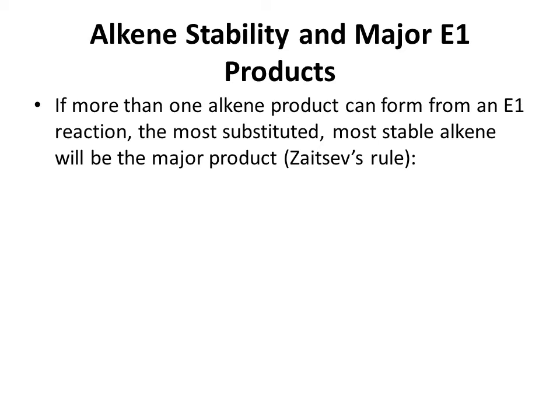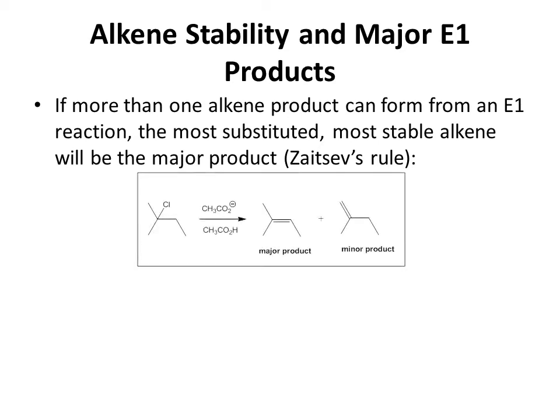So if you look at the example below, we have a tertiary alkyl chloride reacting with acetate anion as the weak base in acetic acid as the protic polar solvent. So this is an E1 reaction that forms two different products. The more substituted major product and the less substituted minor product. Note that in the major product, the carbon-carbon double bond is tri-substituted, whereas in the minor product, the carbon-carbon double bond is di-substituted.